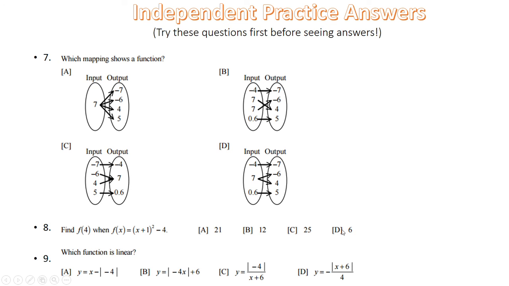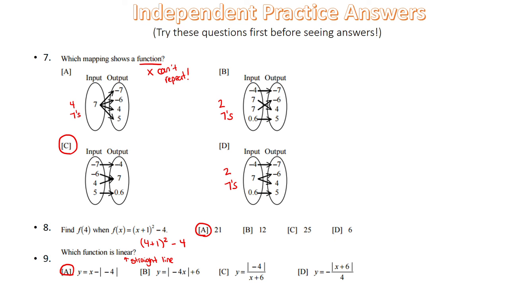Number 7, we're looking for which one's a function. The one that's a function is when x doesn't repeat, and C would be the one that doesn't have an x repeat.